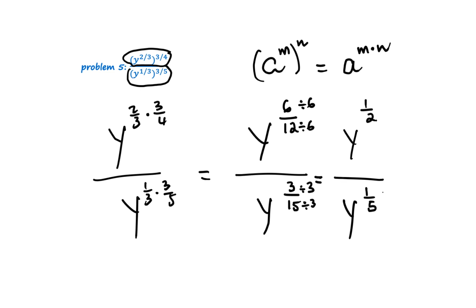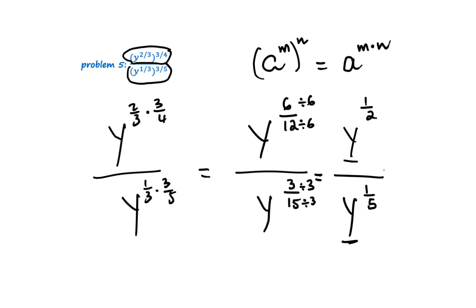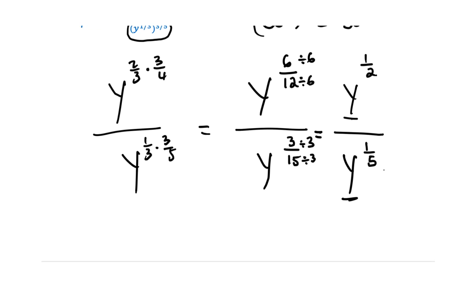All right, are we done? No. So we have to keep on going. So here now I see that I have the same base under division. So you keep the base, right? I will keep the base. My base here is y, and then subtract the exponent. So that's 1/2 minus 1/5.